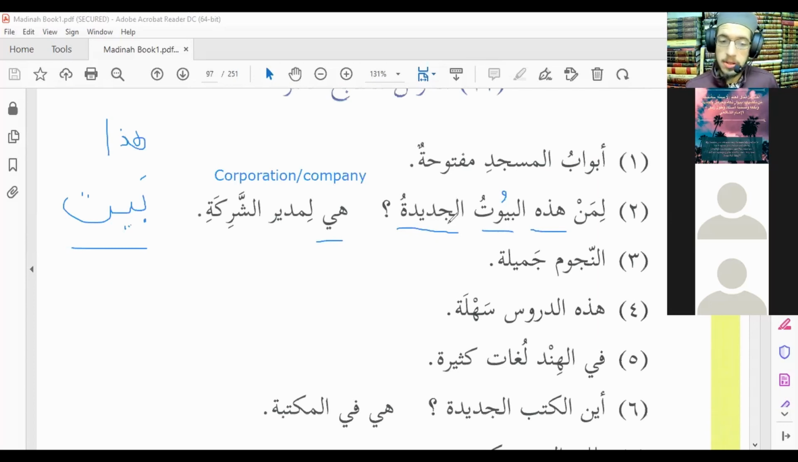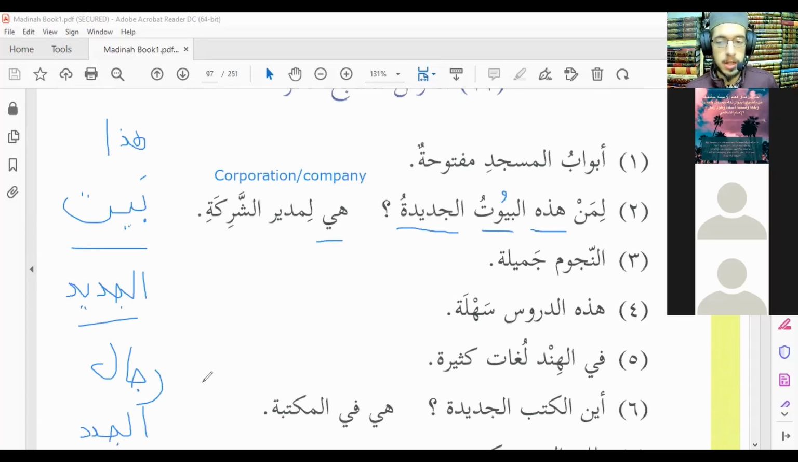We want to say that they're new houses. How are we going to express that? If it had been singular, هذا البيت الجديد, right? Masculine, singular. If it had been a person and it had been plural, then we would have to pluralize the adjective. It would be الرجال الجدد. Remember, that's the plural of jadid.